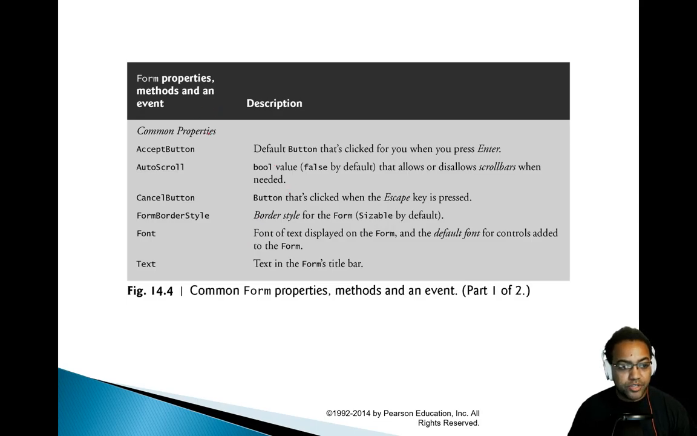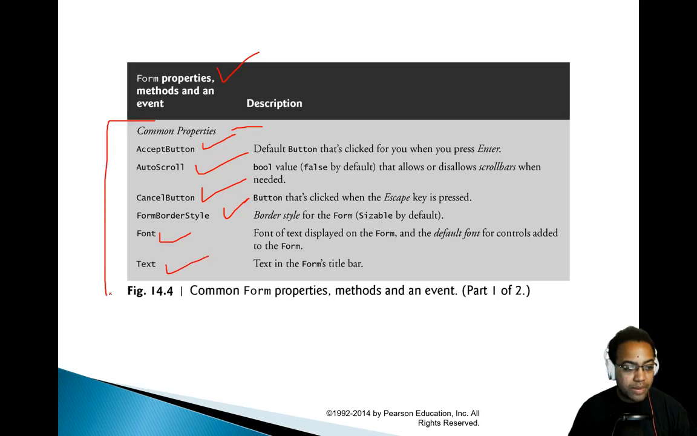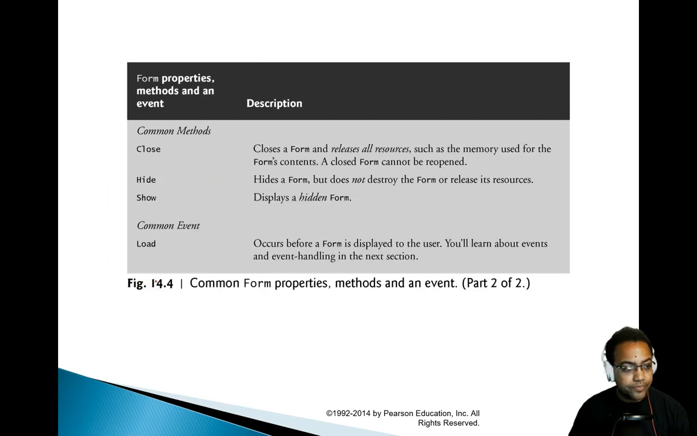All right, and here you go. Here are some common properties that you'll find within forms. You have the accept button, the auto scroll, the cancel button. You have the form border style, the font, and the text. These are all normal properties that you'll find in the majority of GUI interfaces and/or web pages when you develop your user-facing code. And here's a little bit more. I'm not going to go over it. It's pretty self-explanatory if you want to read it.